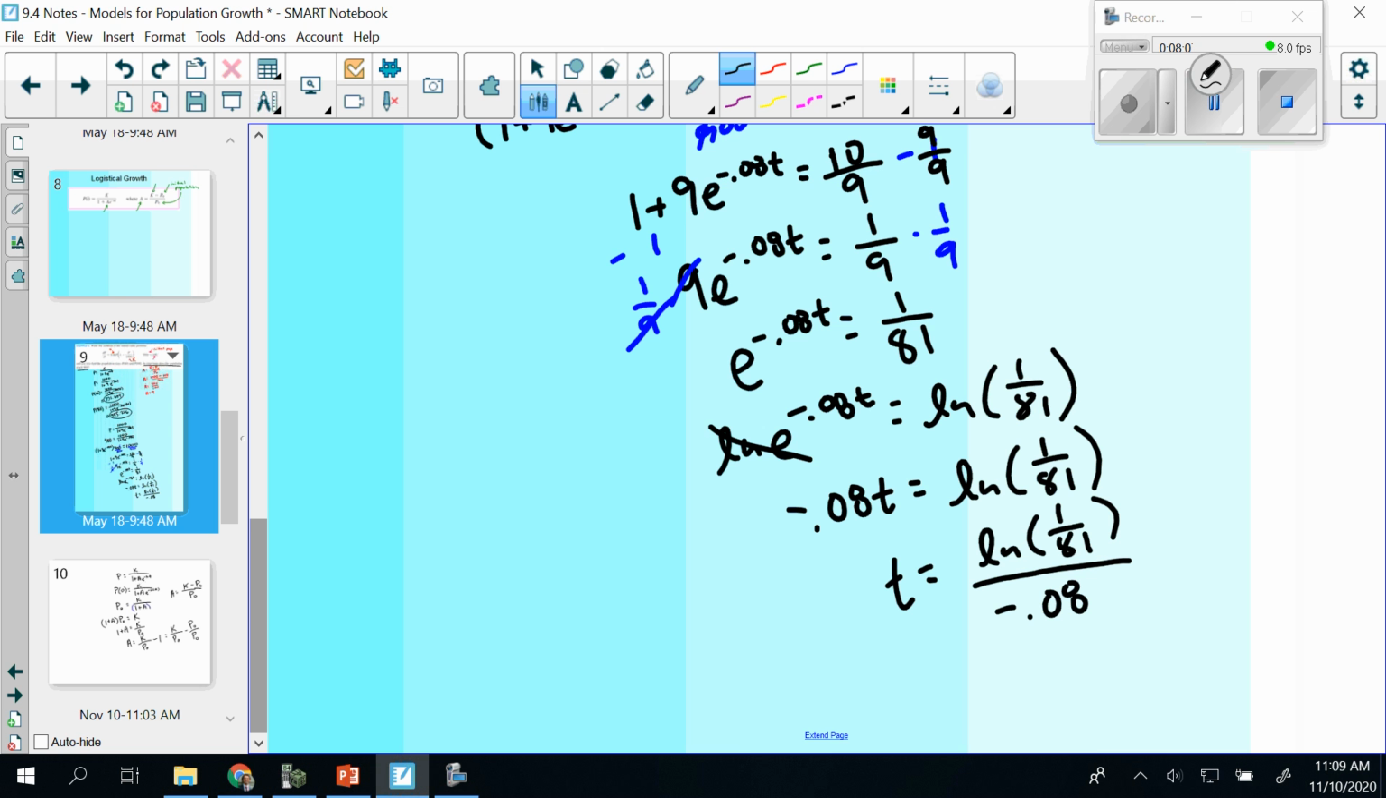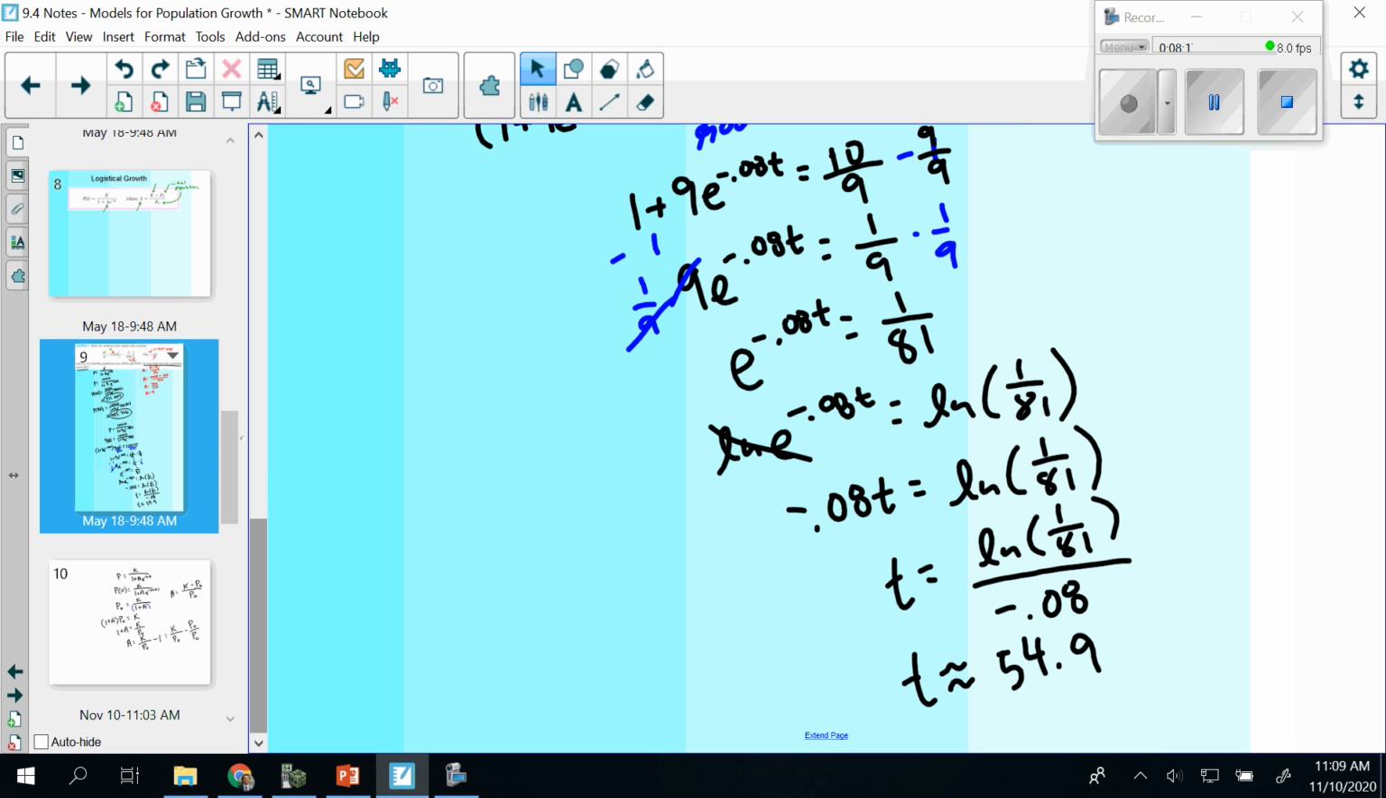So type that one in the calculator, and you should see that it comes out to be approximately 54.9, whatever this time is going to be. That's how long it would take the population to get to 900.